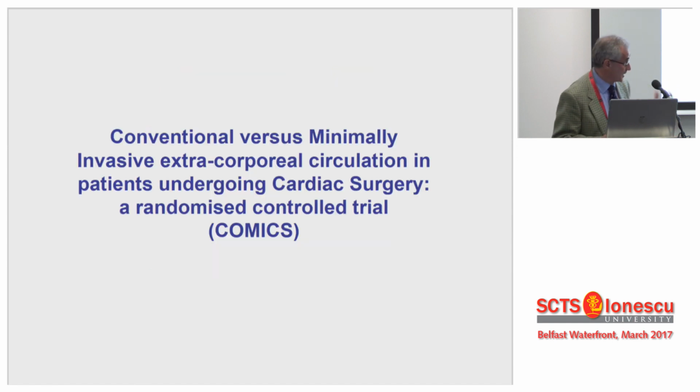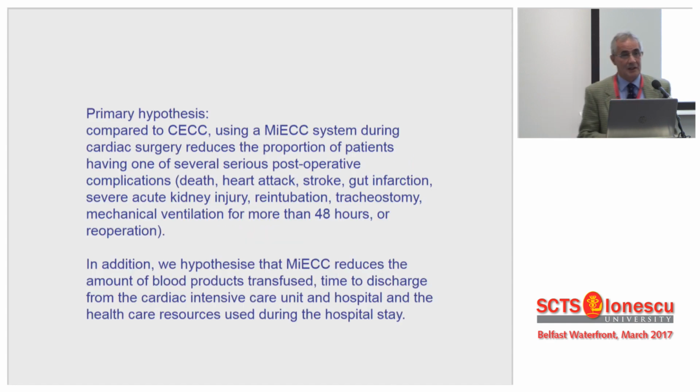You heard earlier on, this is the study we want to do. It's called COMEX, which is virtually conventional versus minimally invasive extracorporeal circulation in patients having cardiac surgery. Now, the primary endpoint has to be a composite endpoint because in heart surgery not many people die. So if you look at mortality, 1 or 2%, and you want to reduce it by 100%, you need 20,000 patients. So you have to find something else. Those primary endpoints were taken from our study, the TITHER-2, which was one of the biggest studies conducted in this country with 18 UK centers looking at transfusion. As you can see, we will look at mortality, MI, stroke, gut infection, severe acute kidney injury, intubation, tracheostomy, and so forth. But we also want to look at secondary endpoints.